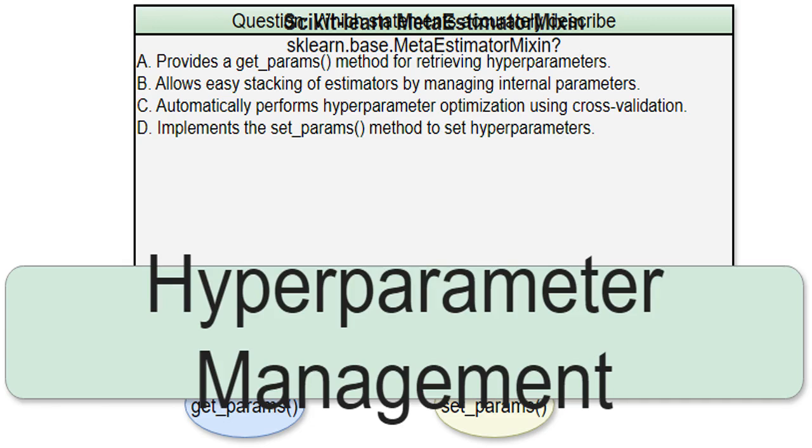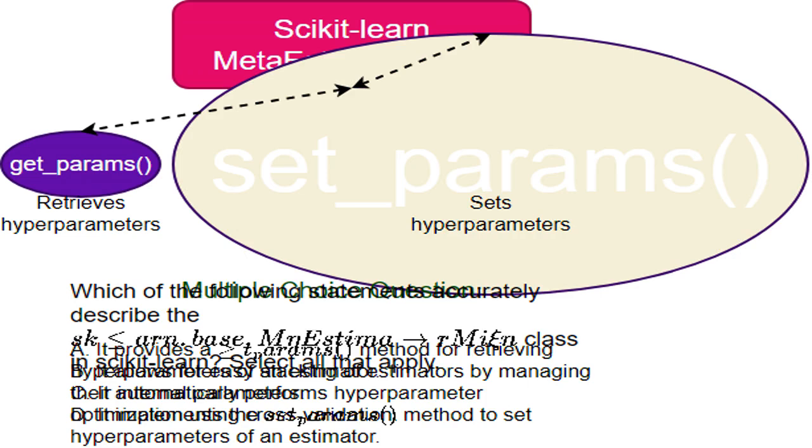This summarizes the main purpose of the MetaEstimatorMixin class. It helps manage those hyperparameters, making it easier to work with complex models that have many settings. This class simplifies the process of configuring models before using them. This is the quiz question. It asks us to identify which statements correctly describe the role of MetaEstimatorMixin in Sklearn, a popular Python library for machine learning. We need to carefully examine each option to see if it aligns with the functionality of this class.